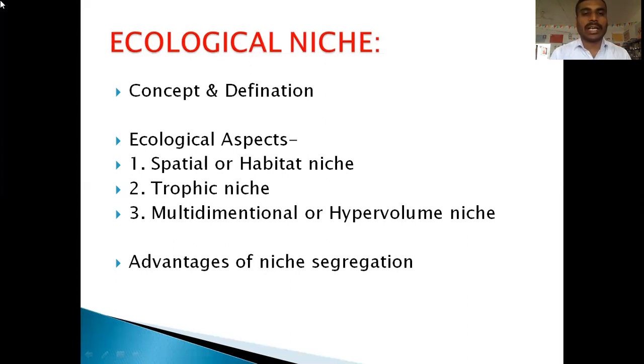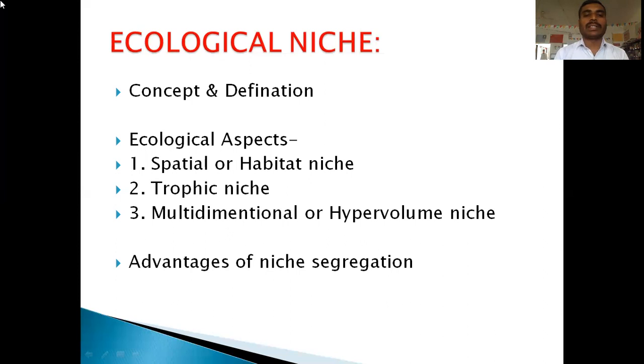Then we will see some ecological aspects of the niche. What are these three aspects? First is spatial or habitat niche, second is trophic niche, and third is multidimensional or hypervolume niche. First, we will see spatial or habitat niche.